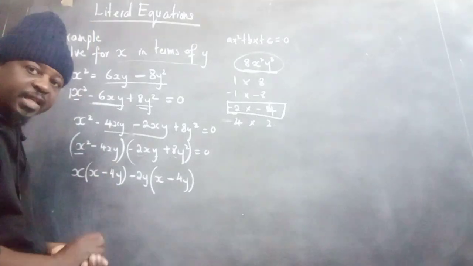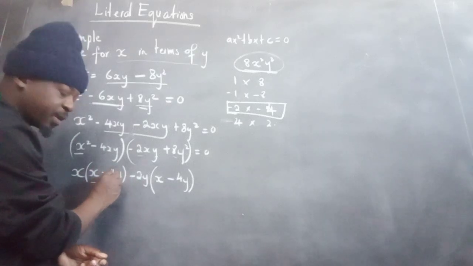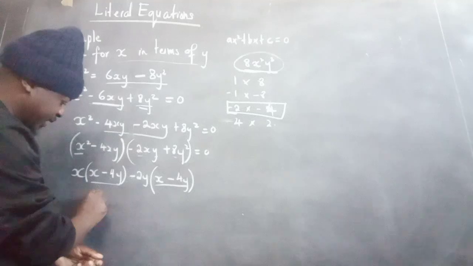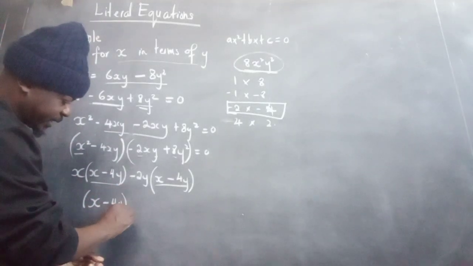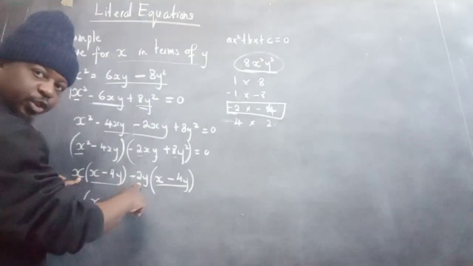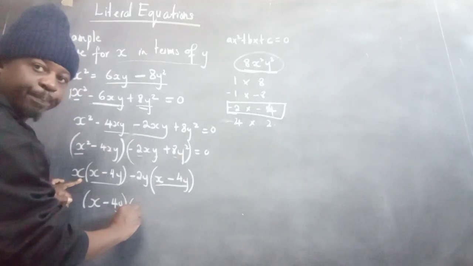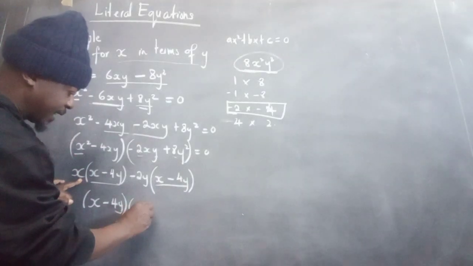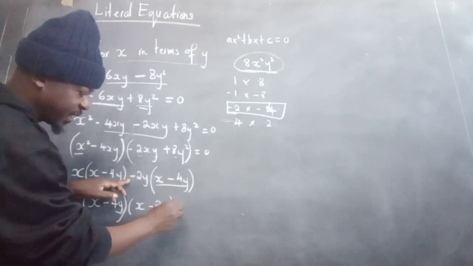So as you can see, the next step is we have a common bracket, x minus 4y, x minus 4y. So this bracket doesn't change. We bring it down as it is, like that. And then we do have these variables that are outside of the bracket. We also rewrite them in their own single bracket as in x minus 2y, like this.